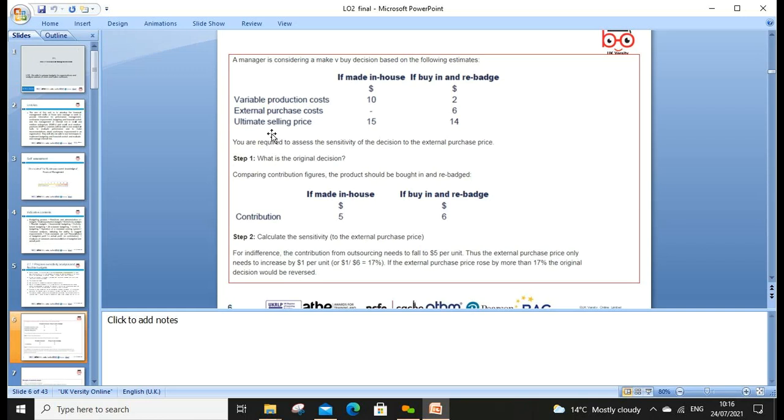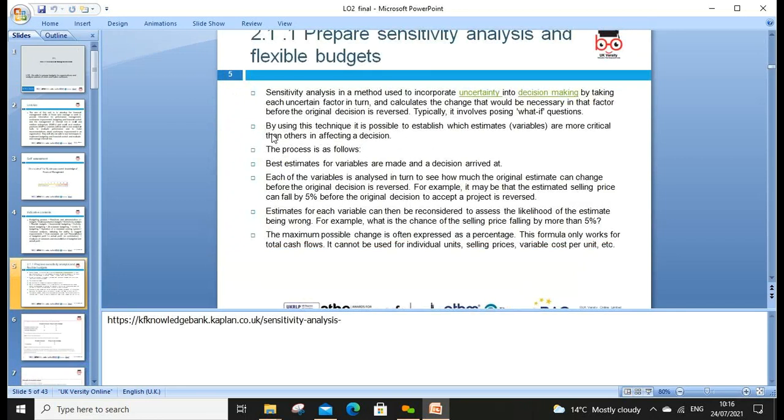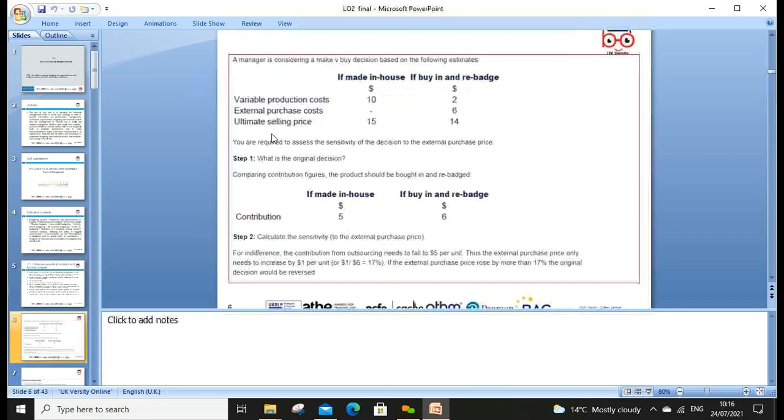17% is the sensitivity, if it drops or increases. So if the external purchase price rose by 17%, what will happen then? So that's what we have done.